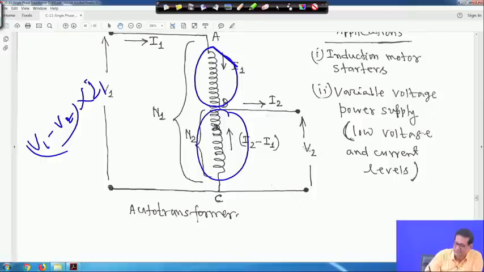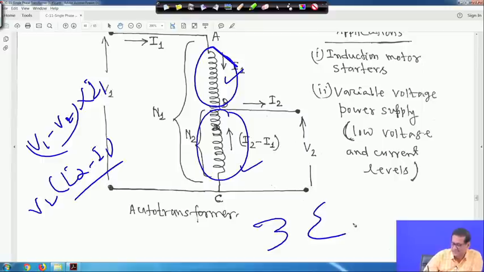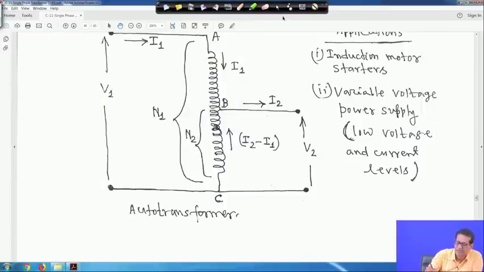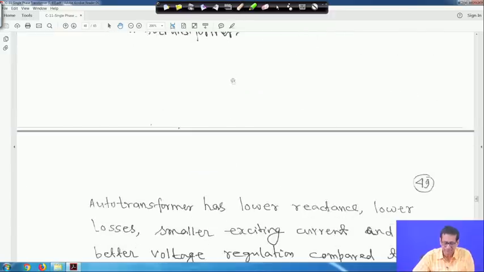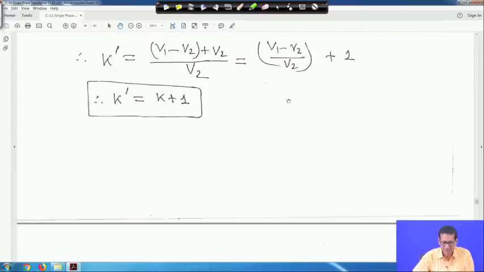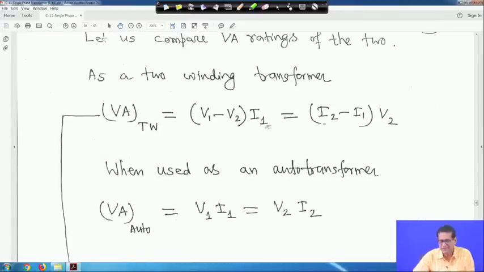And this is another winding, the voltage is V2 into I2 minus I1, right. Both have to be the same volt ampere rating, as if this is one winding and this is another winding. For this one the voltage is V1 minus V2 and the current is I1, and here the voltage is V2 and the current is I2 minus I1. This way you imagine, right. That is why it is V1 minus V2 into I1 is equal to I2 minus I1 into V2.